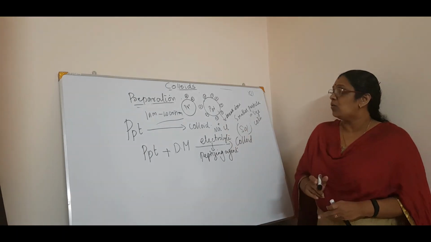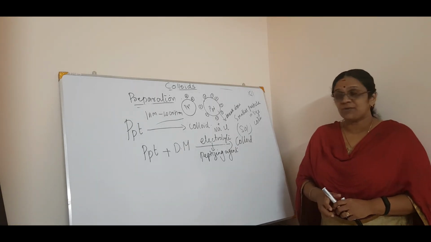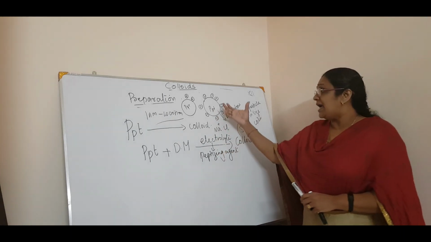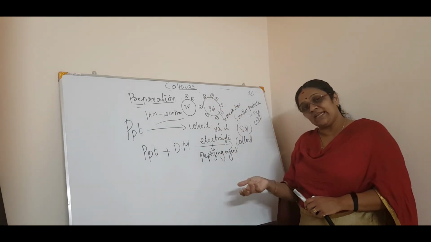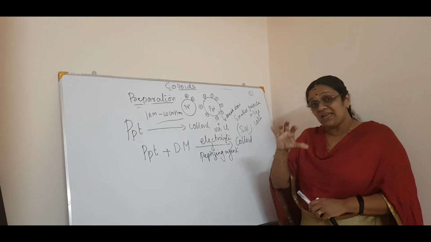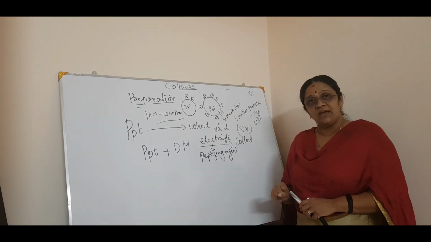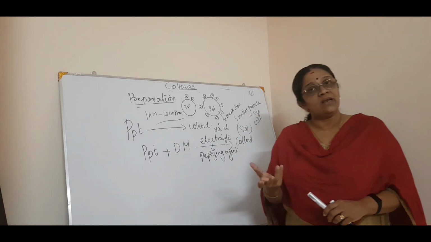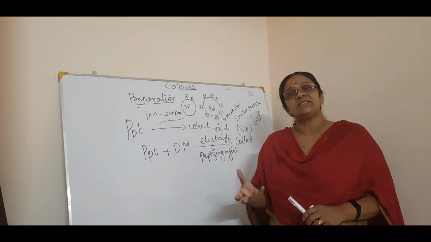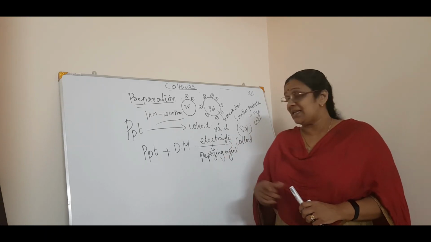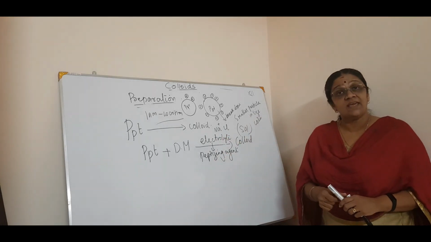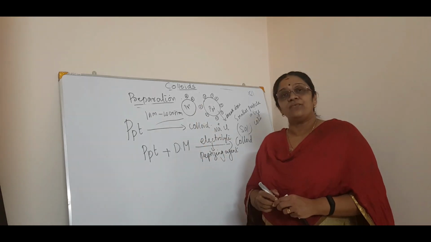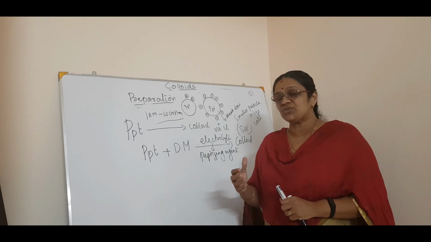So this is how peptization works. When an electrolyte is added, the precipitate adsorbs either a negative or a positive charge. By attaining the charge on its surface, it breaks down into smaller particles within the colloidal size range. That is how peptization occurs, and electrolytes are called peptizing agents. So this is about the preparation of colloids. Hope you understood the preparation.